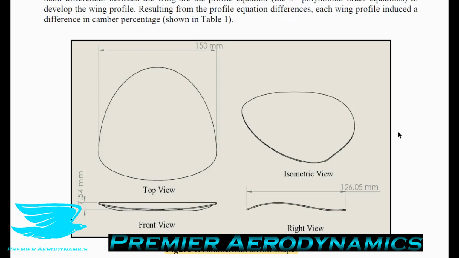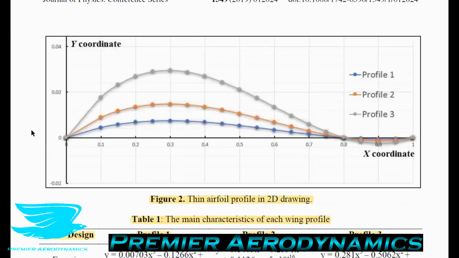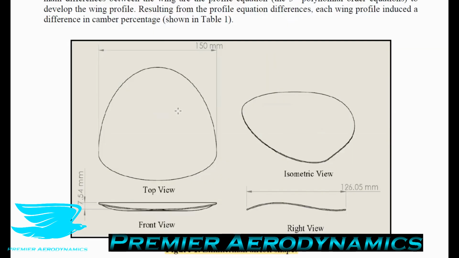That's the profile shape. So you're going from the leading edge to the trailing edge. That's a Zimmerman airfoil. And that's what they're looking at here. So based on previous work, a Zimmerman wing planform with thin airfoil profiles were chosen for this study, as shown in figure 1, which they had as above. I was explaining what it looks like.